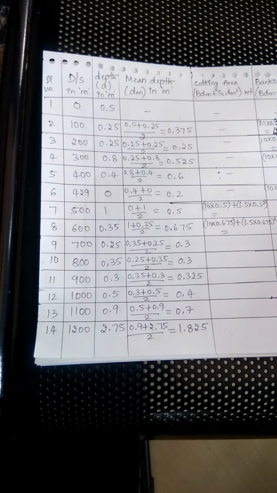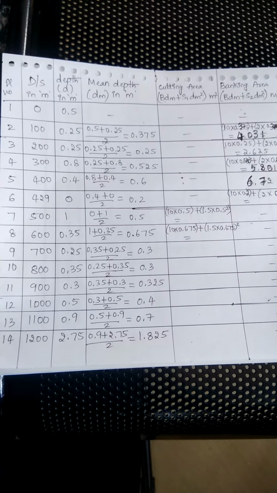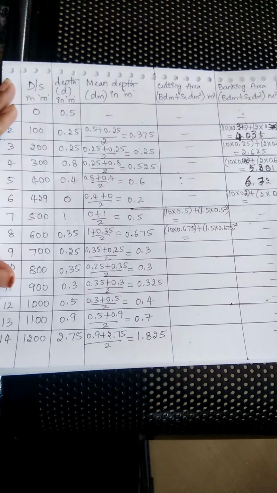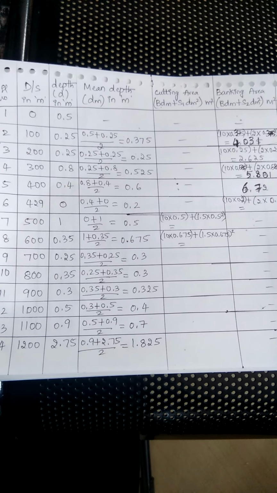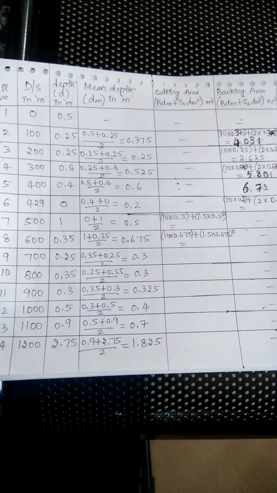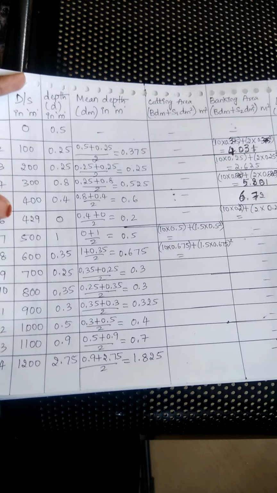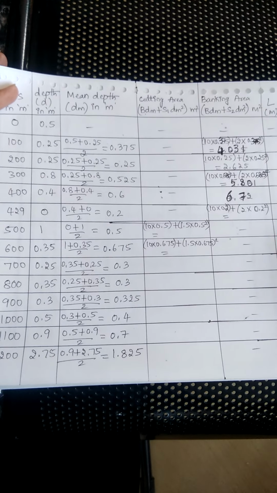Moving to the fourth column. For the fourth column, you have to find the mean depth value. The mean depth value procedure is the same as in the previous problems. Whatever procedure you followed for the previous problem, you need to follow the same. After finding the mean depth, we are directly finding the cutting and the banking area here.